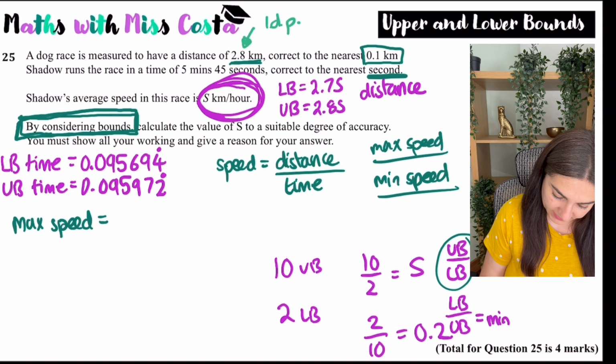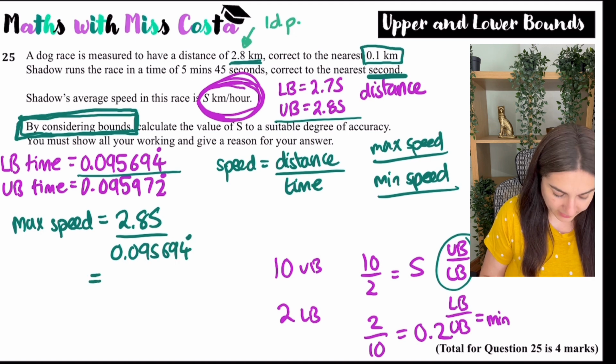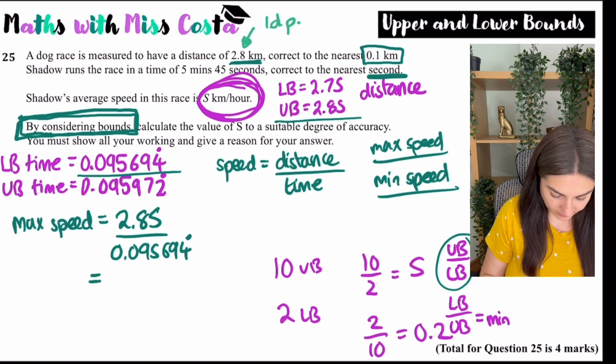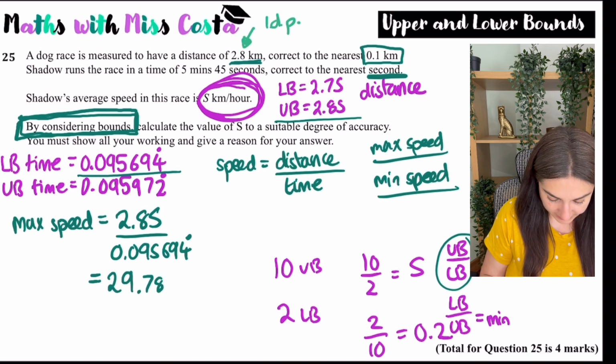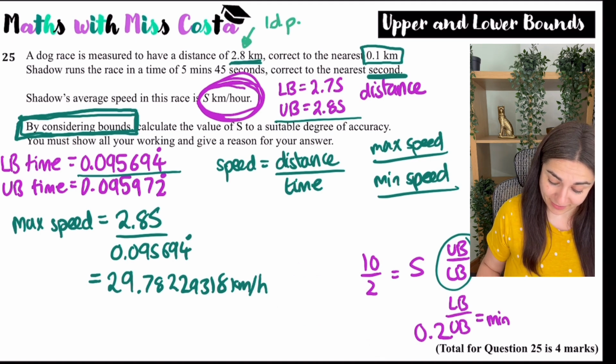The upper bound of distance is 2.85, divided by the lower bound of time, which is 0.095694. 2.85 divided by 0.095694 is 29.78229318 kilometers per hour, which is pretty fast. Cocker Spaniels are very fast and amazing creatures.